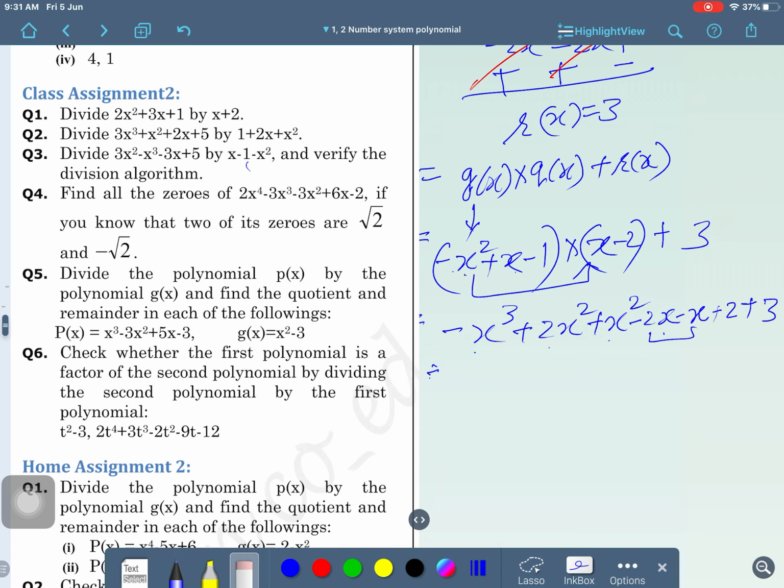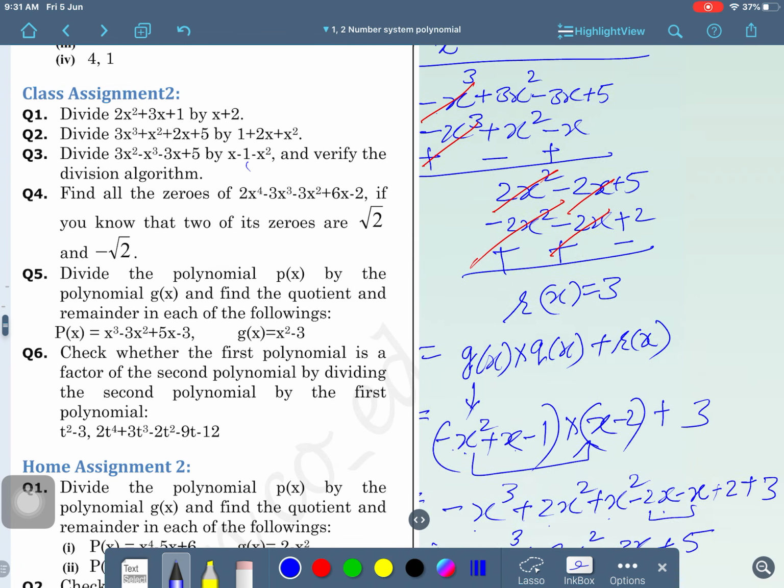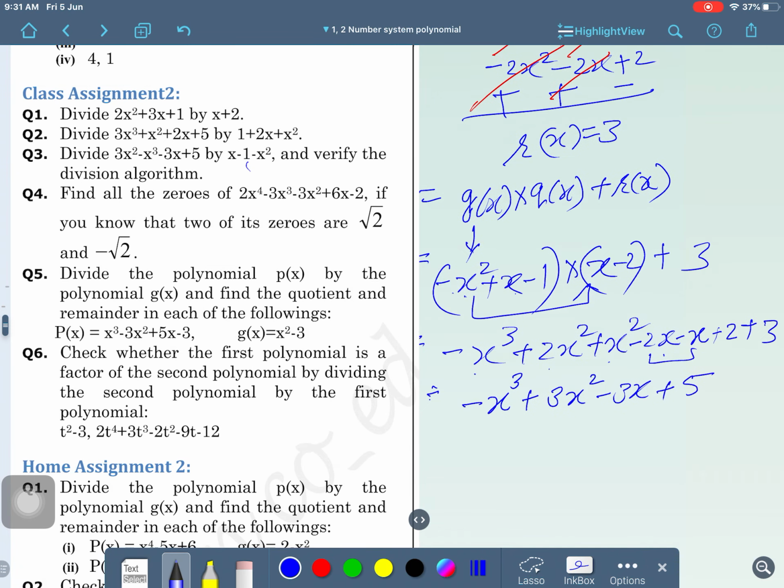Again here this is minus x cube plus 3x square minus 3x and plus 5. So, 2 times x square is there also. Clear? Is it correct here? Look at this please. Yeah. Now, what is this coming here? This is p of x. So, we can say here the division algorithm is verified.